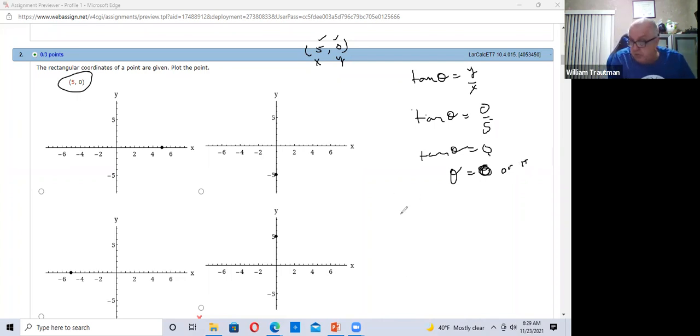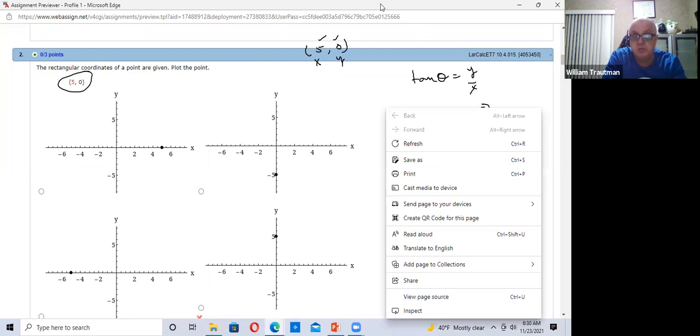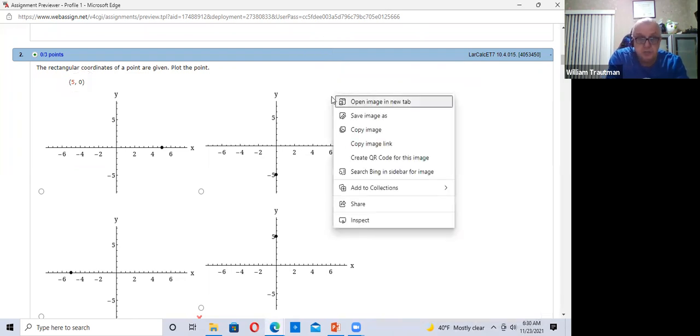We also have another formula. R squared equals x squared plus y squared. R squared equals 5 squared plus 0 squared. R squared equals 25, so R equals plus or minus 5. So we have an R of plus or minus 5 and a theta.